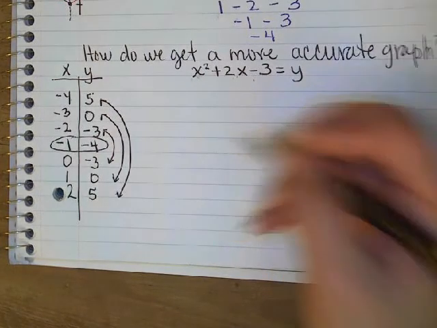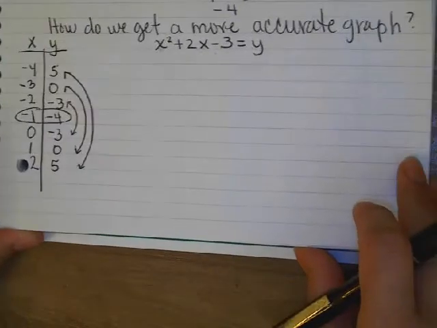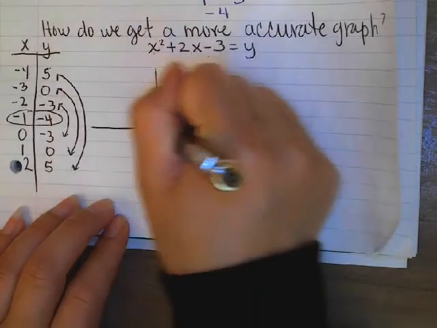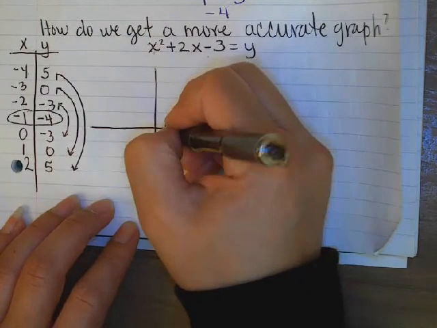So I can just go like this. Oh, this is going to be negative 3. This is going to be 0. This is going to be 5. That's how it works on a parabola. Okay? So now let's draw our graph.